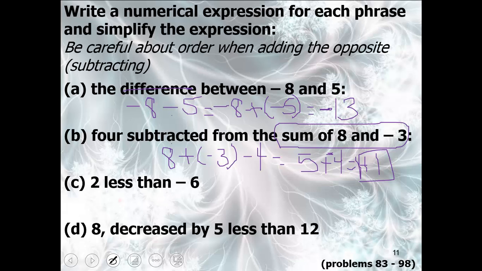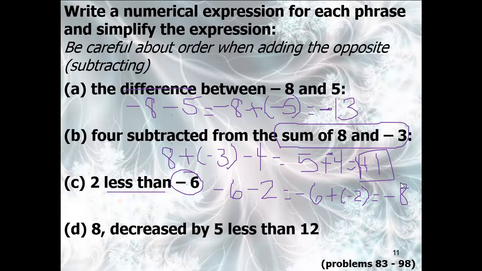Welcome back. 2 less than negative 6. Less than means I have to switch the order of my numbers. So I have negative 6 minus 2. All right, I keep my first number the same, so I have negative 6, and I'm going to add the opposite, plus a negative 2. And that gives me a negative 8.